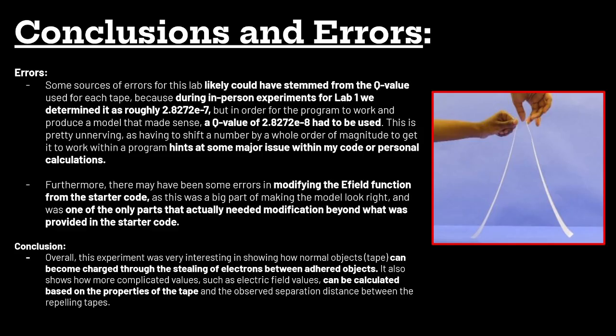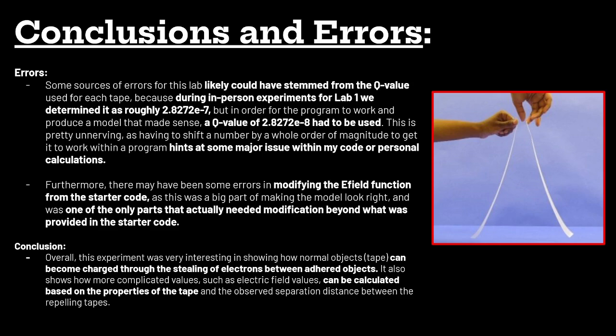And then some sources of error to conclude with likely stem from the Q0 values for each tape, because during in-first experiments for lab 1, we determined it as different than what we used in lab 1 to make the model actually work. And there could have been some errors modifying the E field function from the starter code, because this was one of the only cases where we actually modified the code ourselves. And then this could have been just user error in making probably faulty formula usages and faulty coding.